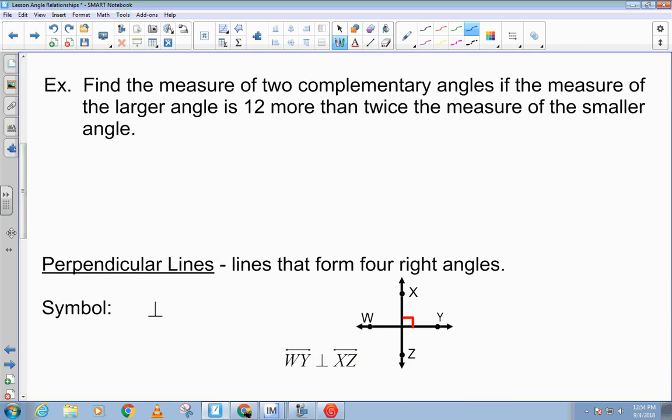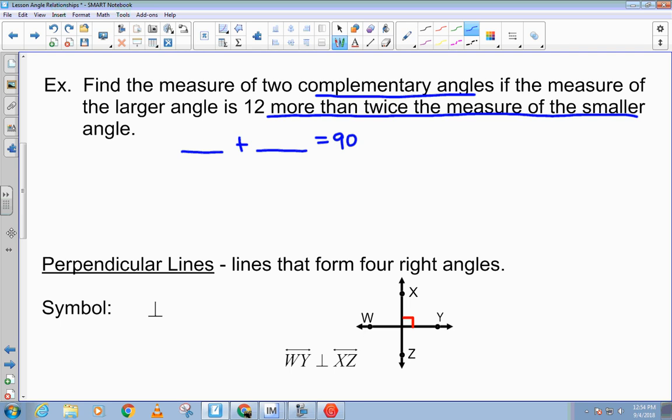Okay, find the measure of two complementary angles if the measure of the larger angle is 12 more than twice the measure of the smaller angle. Some people really hate this problem, but these aren't really too bad. What do we know about complementary angles? They must equal 90 degrees. So you've got one angle plus another angle, and those are going to equal 90, right? And it says that the larger one is 12 more than twice the measure of the smaller.